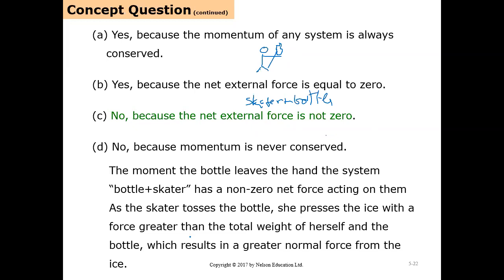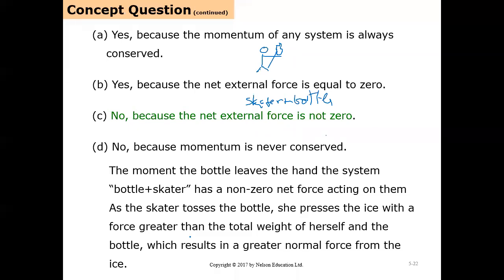The weight of the skater is external, because where is it coming from? From the earth. The earth is not part of our system. So our system is just the skater and the bottle. And the normal force from the ground on the skater is also external, because we defined our system to be the bottle plus the skater.